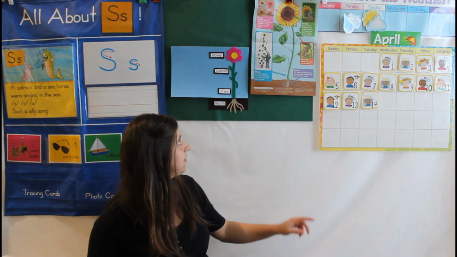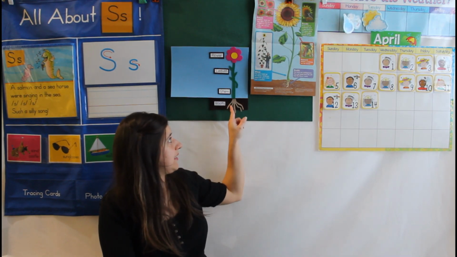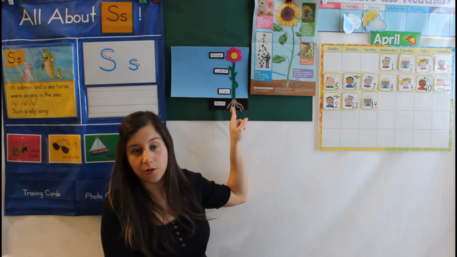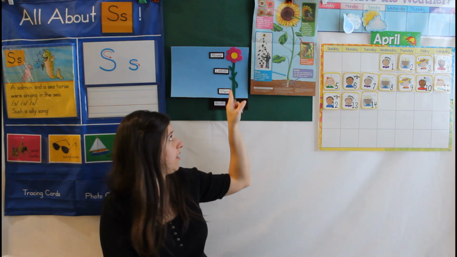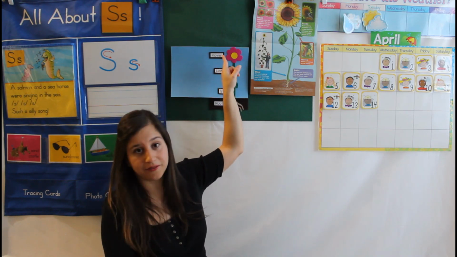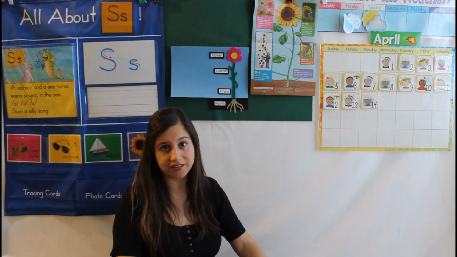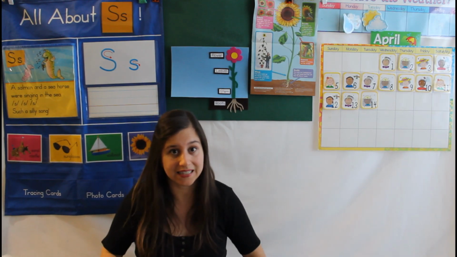Let's review the parts of a plant again. We see under the ground, roots are growing. On top of the ground, the stem, leaves, and flower. Let's sing a song to help us remember what each part of the plant does. Ready?